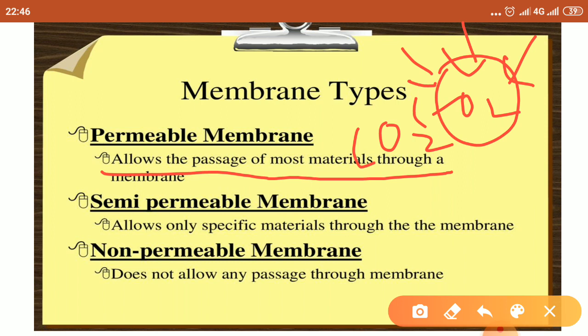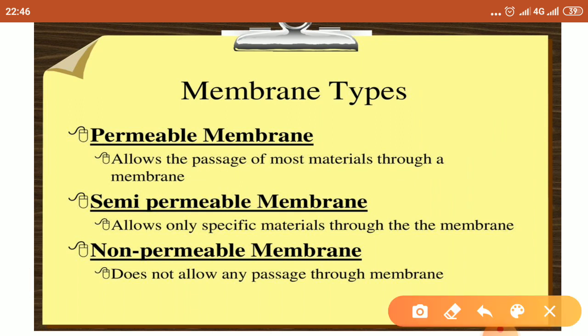ठीक है. Next, semi permeable. As the name says, semi means half. It will only allow some specific material, either the solute particles or the solvent particles. This is a little different from selective. Selective is not about solute and solvent, it is about selective molecules of solute and solvent. But in the case of semi permeable, सेमी परमिएबल के केस में क्या होगा, either the solute or the solvent can pass through the membrane.